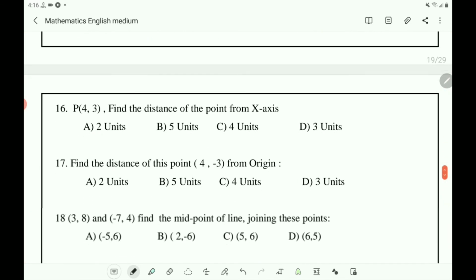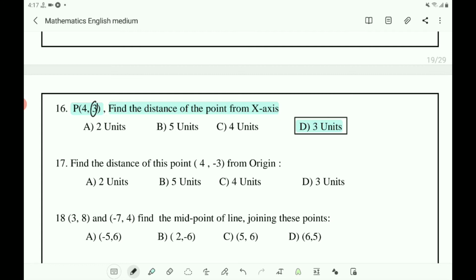Next you take question number 16. P of 4, 3. Find the distance of the point from the x axis. For the distance of the point from the x axis, we have to take the y coordinate. So which is the y coordinate here? 3. So option D is the answer. Note down the answer, option D. Therefore option D is the answer.